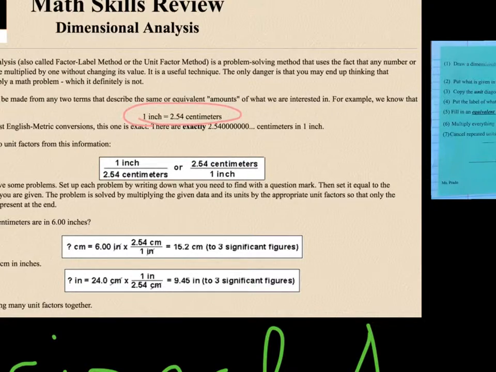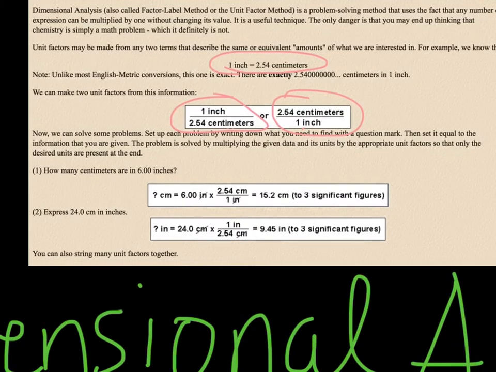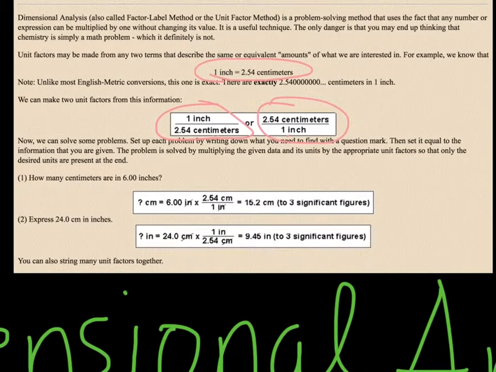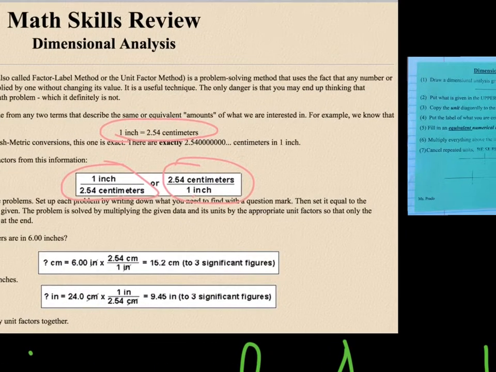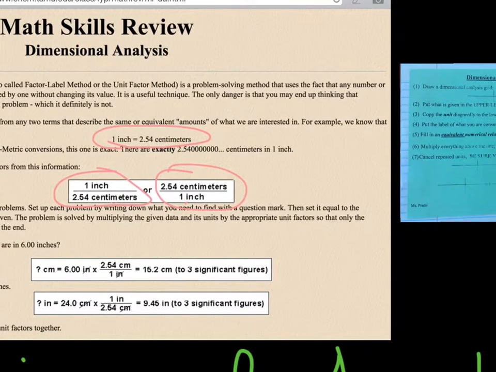First example, and yes, they work it out for us, and I'm going to show you the way that you're going to want to work it out in class. So how many centimeters are in 6.00 inches? That's 1, 2, 3 significant figures. So my answer has to be in 3 significant figures. So let me follow my steps here. I'm going to put my 6.00 inches right there.